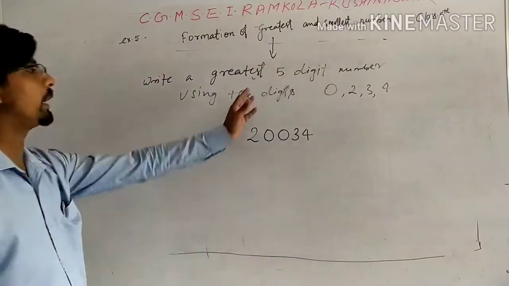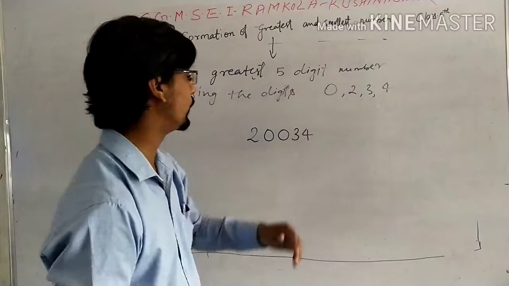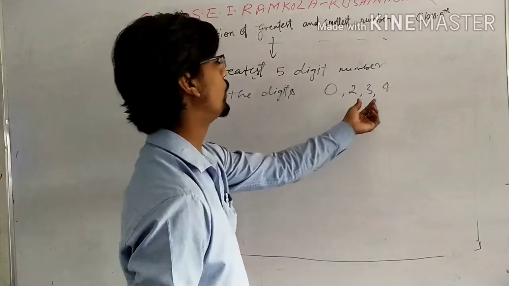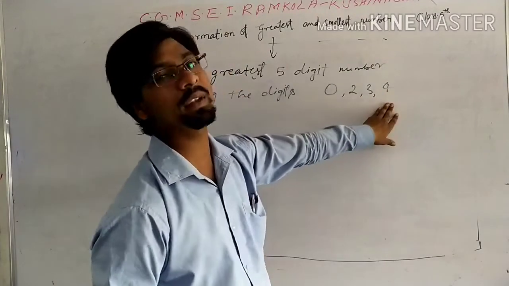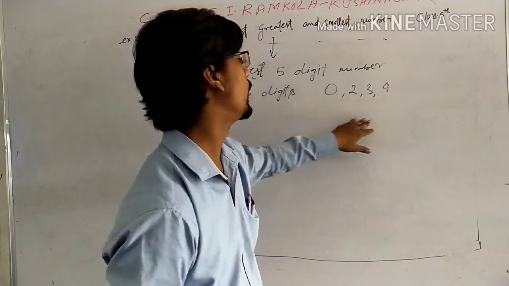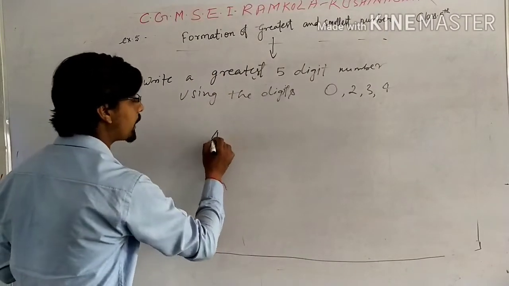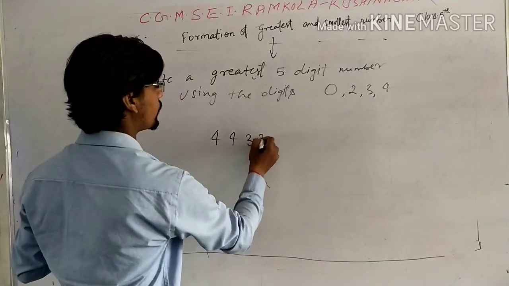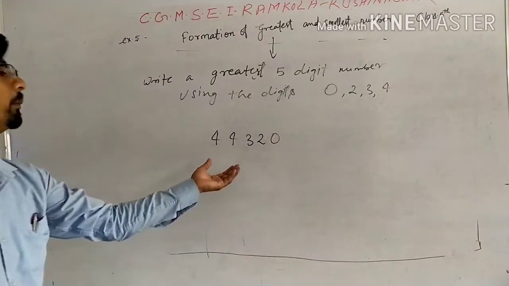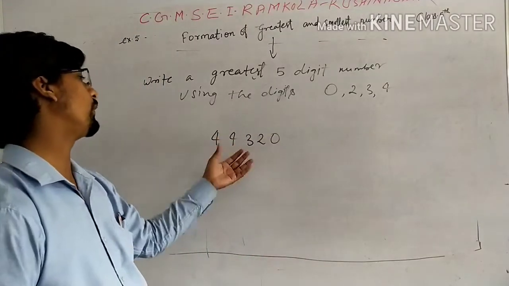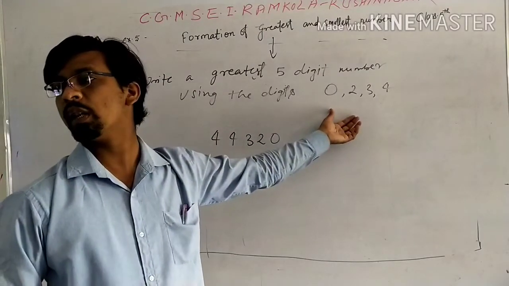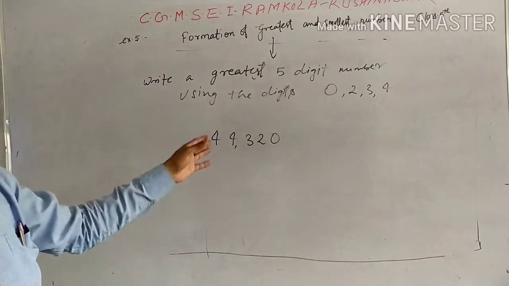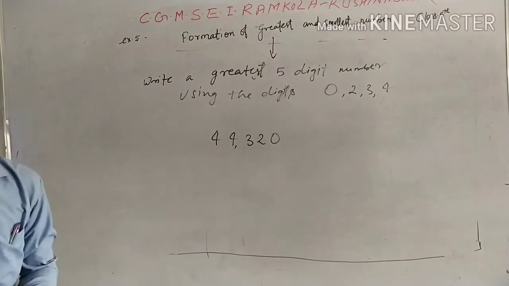Suppose like that, if you want to make the greatest 5-digit number with these digits, you can see 4 is the greatest digit in this sequence, so you can repeat the 4. Now 4, 4, 3, 2 and 0. Here also you make the greatest 5-digit number using these digits, and you can read it as 44,320.